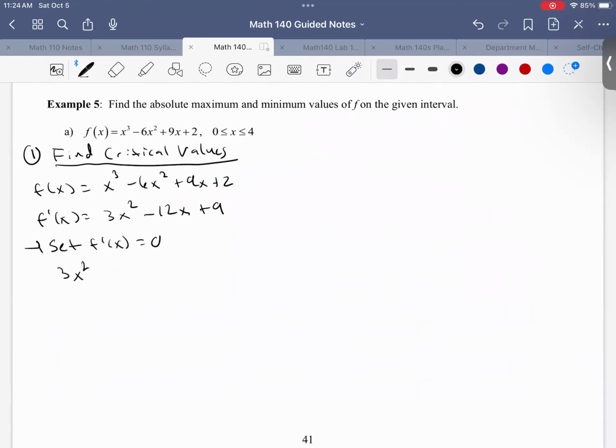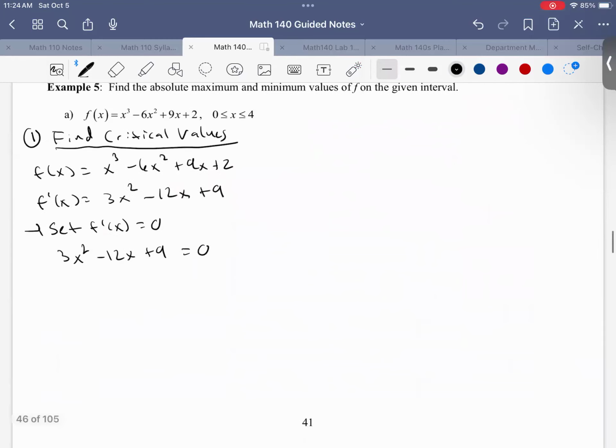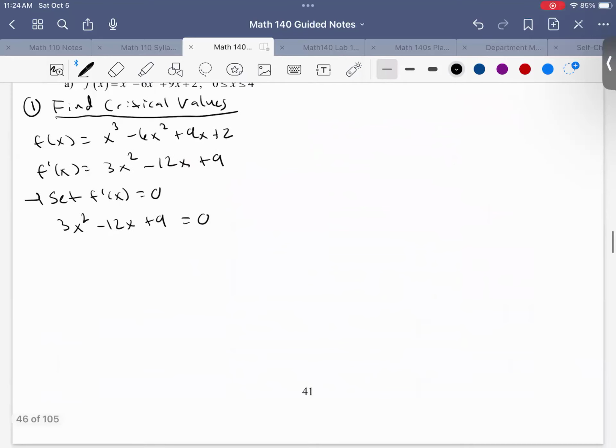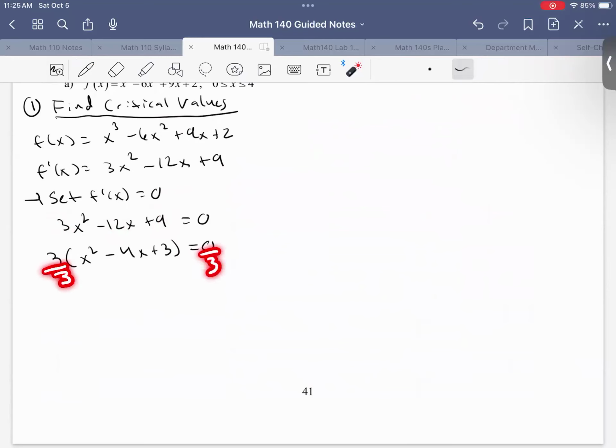So 3x squared minus 12x plus 9 equal to 0. So I got to factor this thing. Luckily we have a common factor that's easy to work with. So I can factor out a 3 from all of these. I'm left with x squared minus 4x plus 3 equals 0, and then I can just divide by 3 to both sides and get x squared minus 4x plus 3 equals 0.